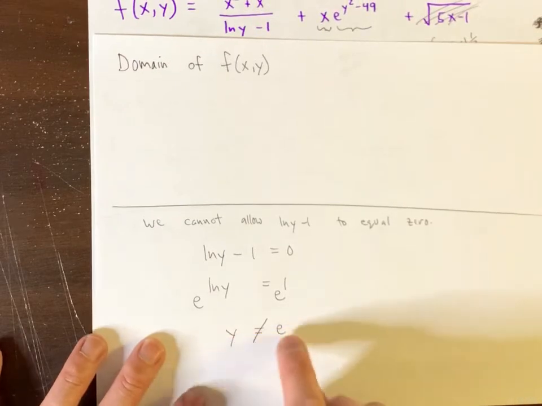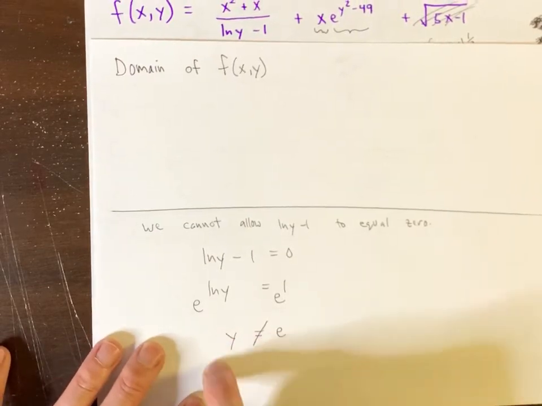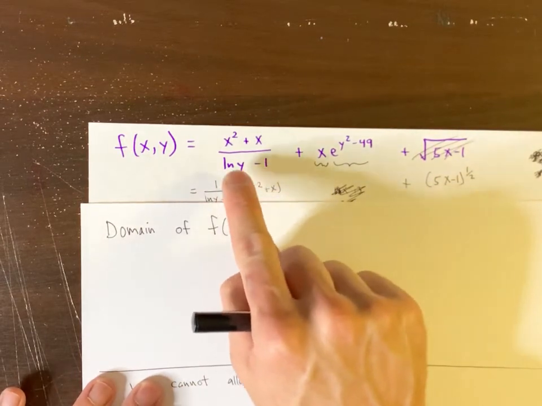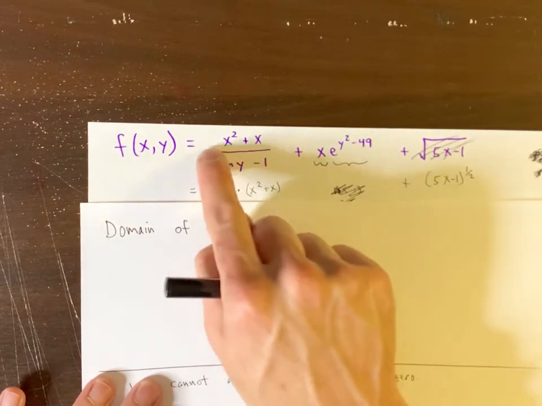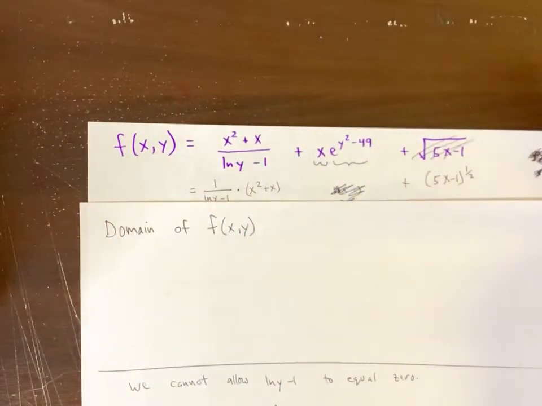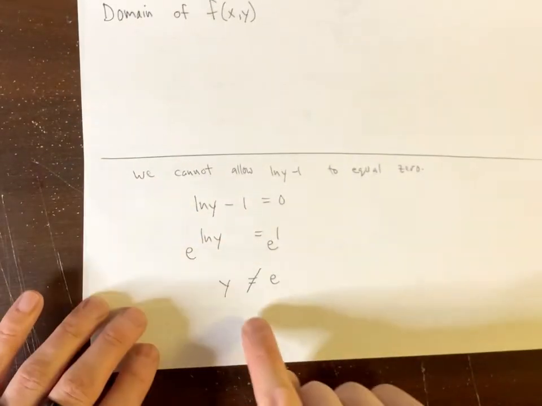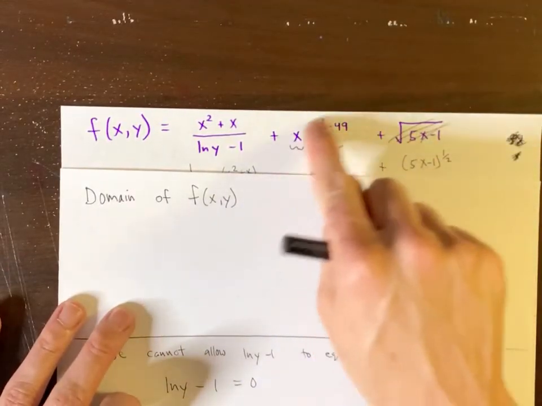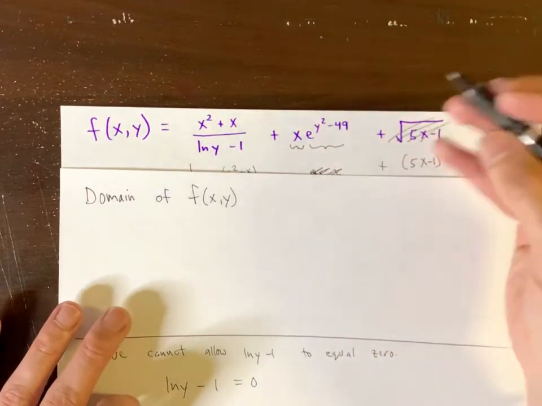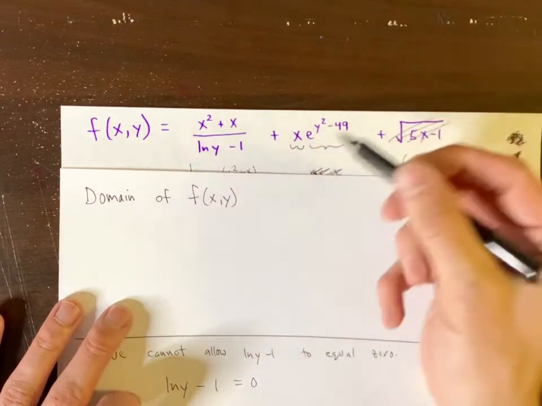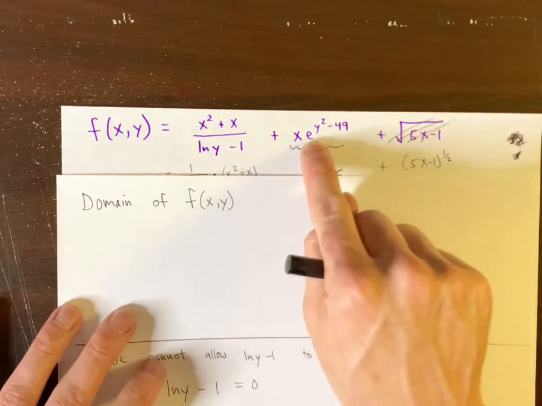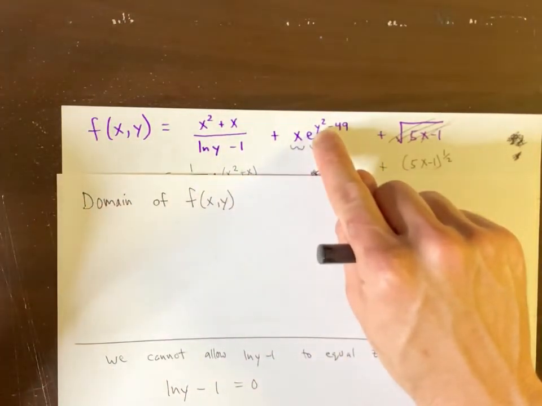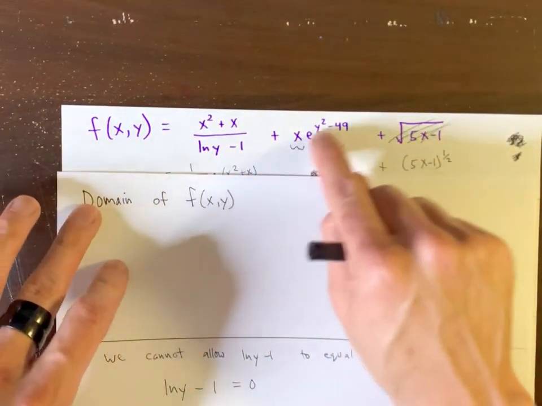Because if y is e, and if you plug e in for y right there, it'll say ln of e, which is 1, and 1 minus 1 is 0. So we're dividing by 0, and bad things happen. So for that reason, y cannot be e. Let's see where else. Here, there are no troubles because there's no denominator, and so this x can be whatever. That y can be whatever, because this exponent can be positive or negative or 0. It doesn't matter. There's nothing bad or dangerous here.